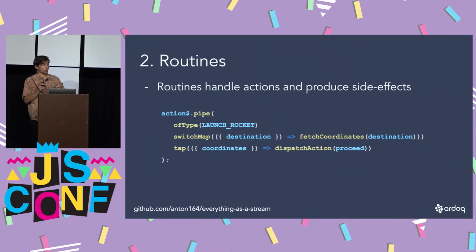And I purposefully chose switchMap instead of flatMap to show cancellation. Essentially, what switchMap does is if it starts fetching coordinates, and that takes a long time, and then another action is dispatched to launch another rocket, the first one would be canceled. So that's how cancellation can easily be built into streams.